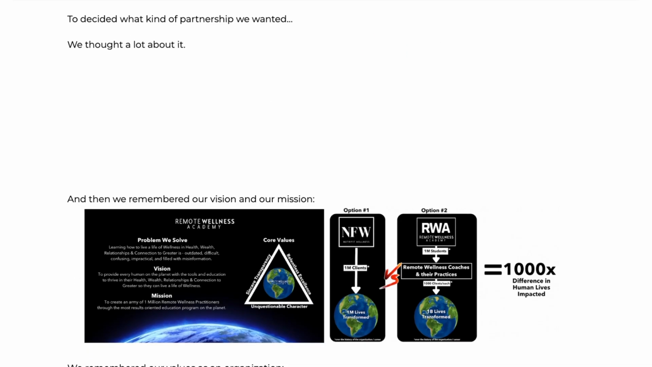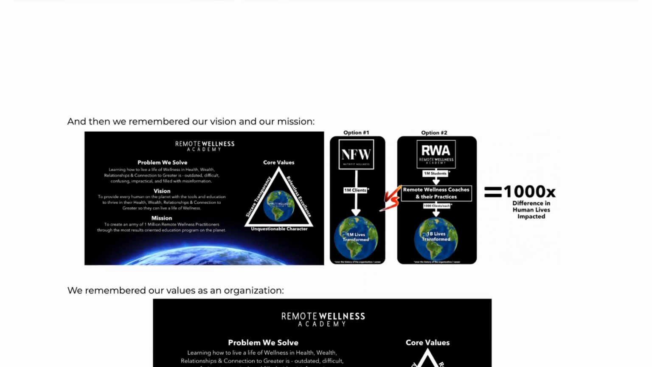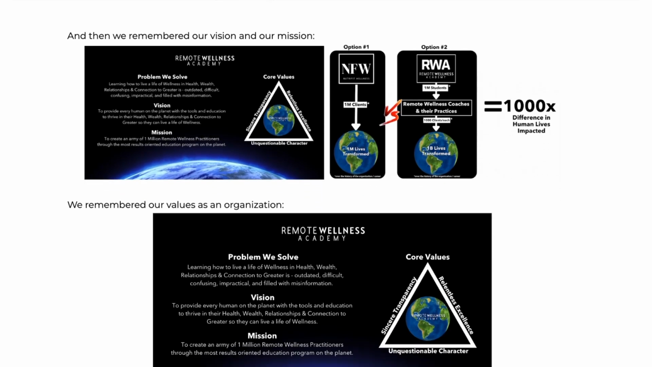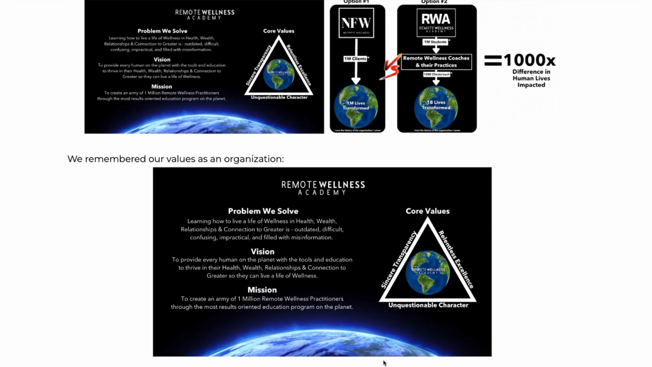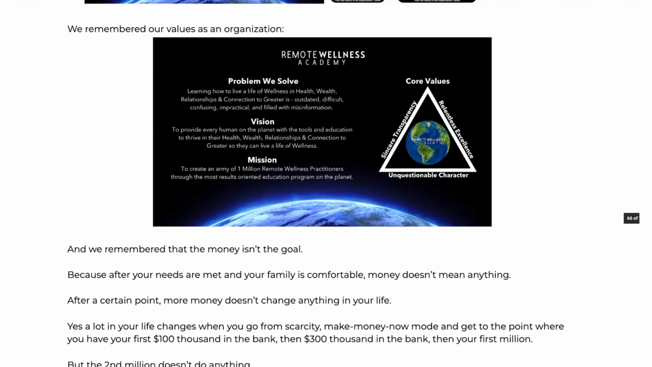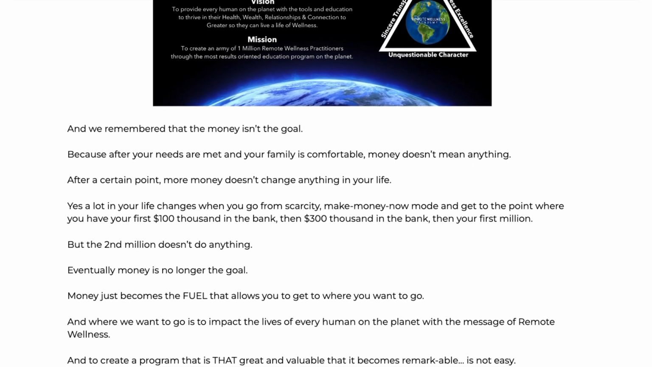And then we remembered our vision and we remembered our mission. We remembered our values as an organization. We didn't talk about this earlier, but we have 3 main values as an organization: unquestionable character, sincere transparency, and relentless excellence. These are the 3 values that every single one of our staff members lives and breathes and sleeps and literally comes out of their pores, okay? We remembered our vision and our mission and our values, okay? And we remembered that money is not the goal, because after your needs are met and your family is comfortable, money honestly doesn't mean anything.